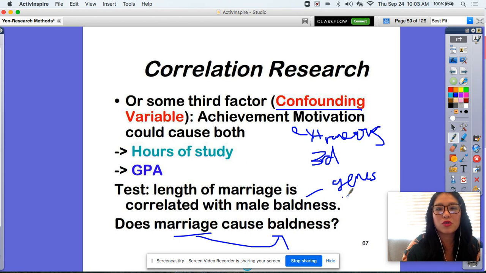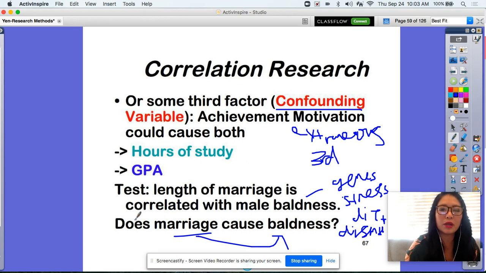Okay, it could also be stress. Stress can definitely contribute to male baldness. Also, it can be your diet. Or it can maybe be some other disease or illness that you've had that has basically contributed to your baldness. So that's why you can't just say, oh, the longer you're married, marriage causes baldness, because you have all these other extraneous confounding variables that could be contributing to the cause.